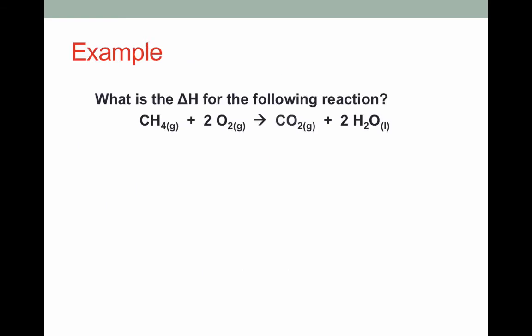Here we're asked to calculate the delta H for the following reaction. Notice this equation is balanced. That's important. As we just saw, the delta H is going to be equal to the difference between the sum of the delta H of formations of the products and the sum of the delta H of formations of the reactants. I'm going to start by calculating the sum of the delta H of formation of the products. I like to do each one separately so we don't get confused with the math.